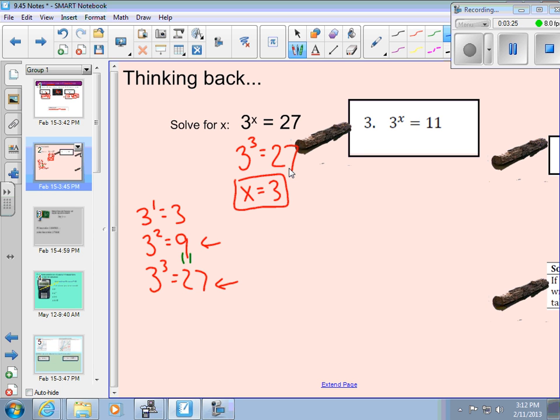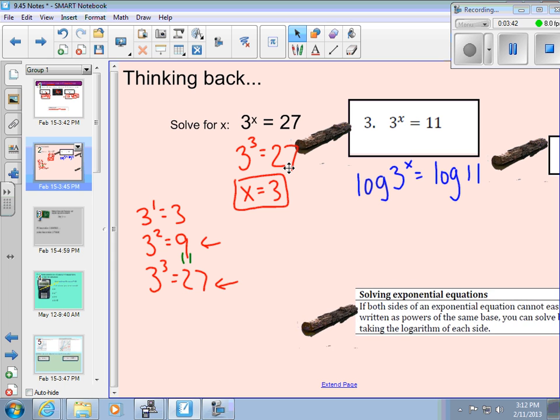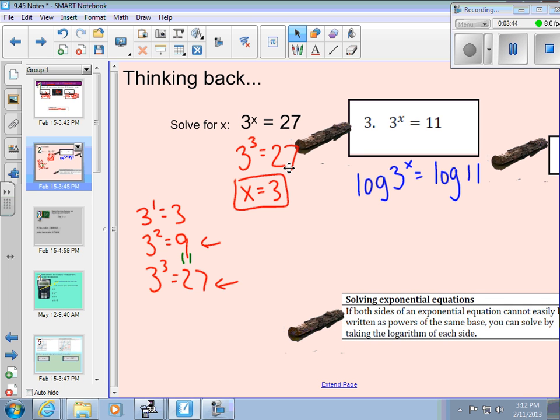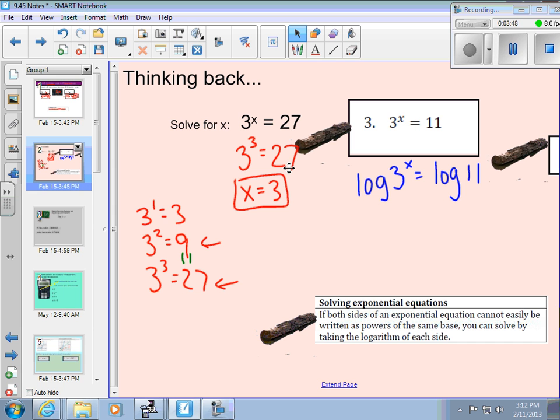And how it works is we're going to take the log of both sides. We're going to add log in on the left side. We're also going to add log in on the right side. So when you're solving an exponential equation, when both sides can easily be written as powers in the same base, you solve by taking the logarithm of each side.